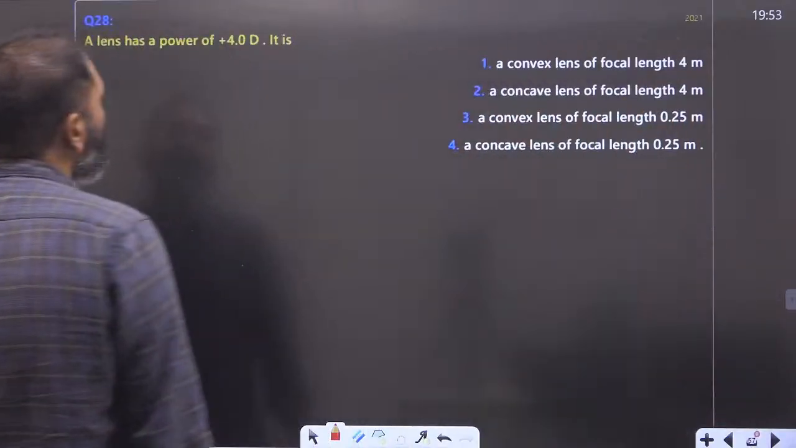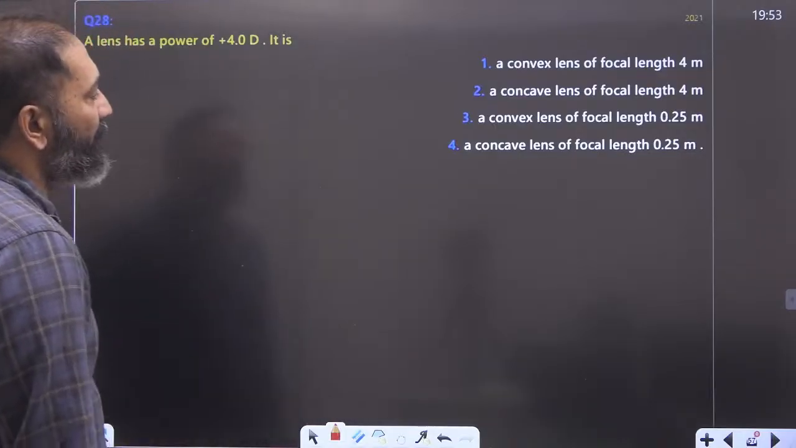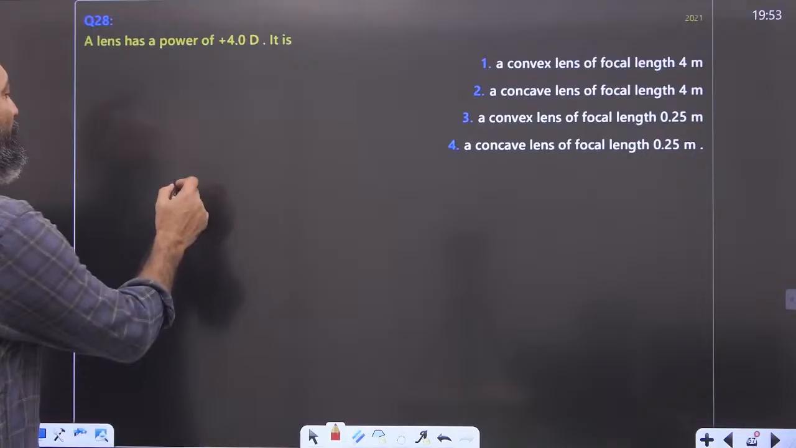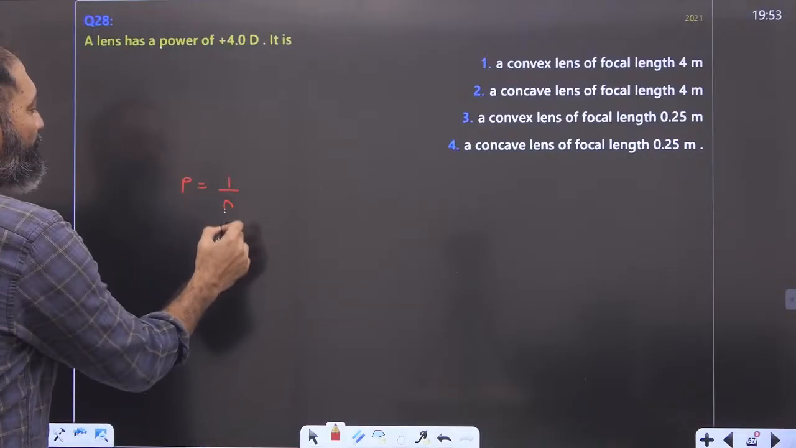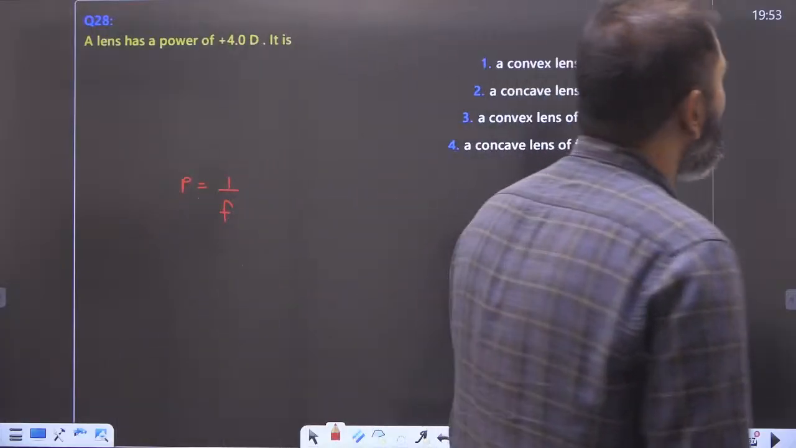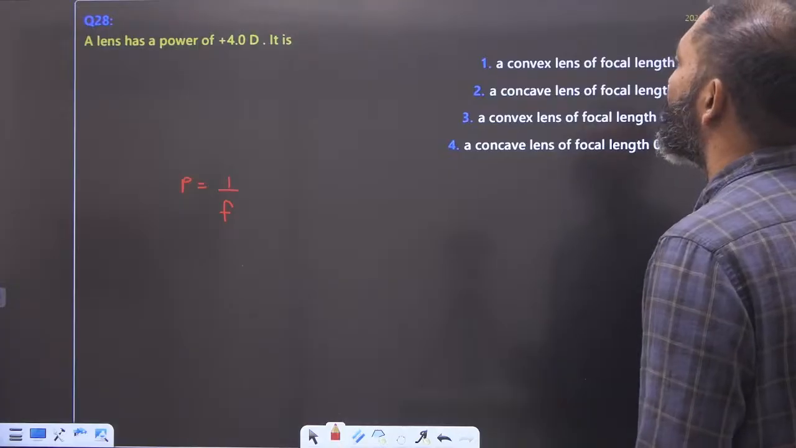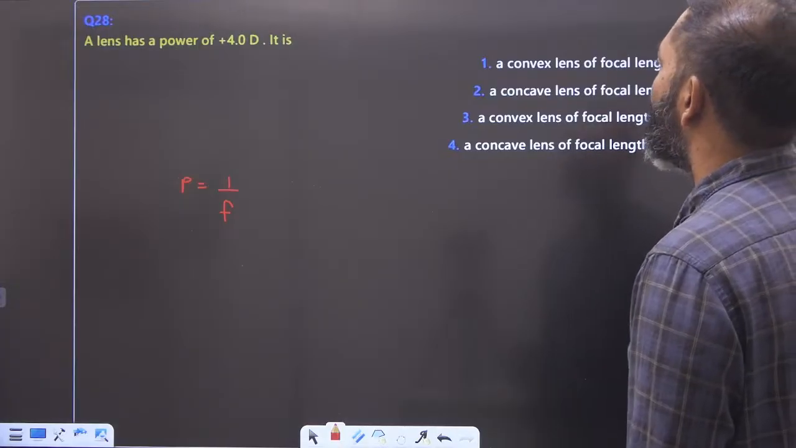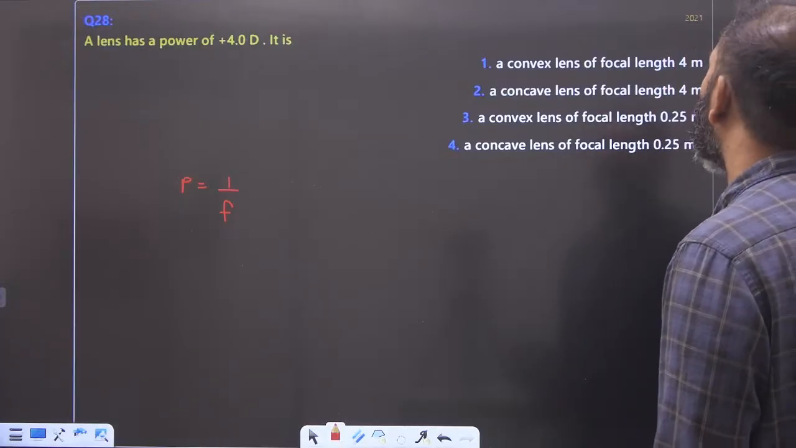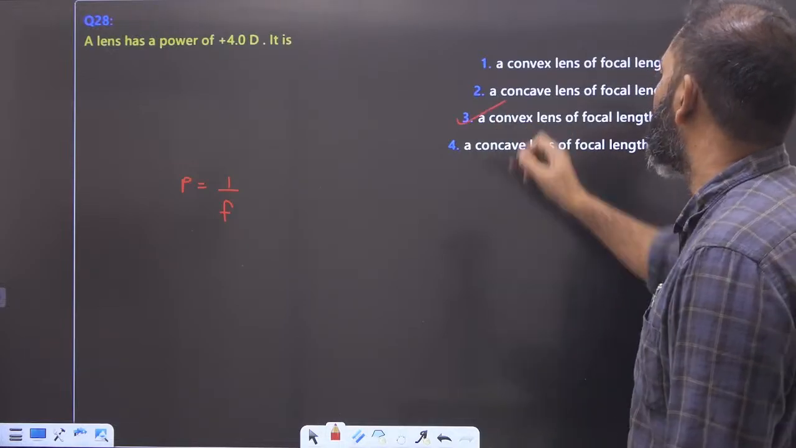A lens has a power of 4 diopter. Power is positive. Power is the reciprocal of focal length. If power is positive, focal length is also positive. If focal length is positive, it is a convex lens. Focal length will be 1 by 4, which is 0.25. Convex lens of focal length 0.25 meter. That is option C.